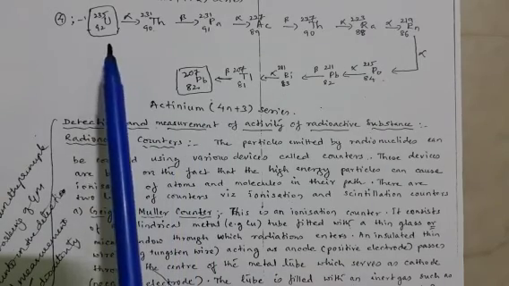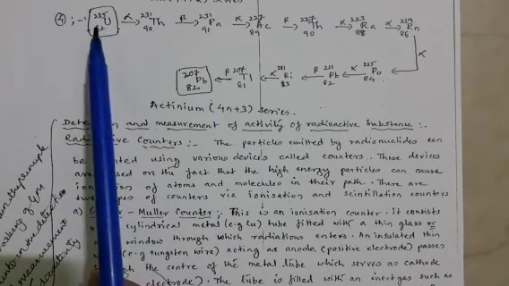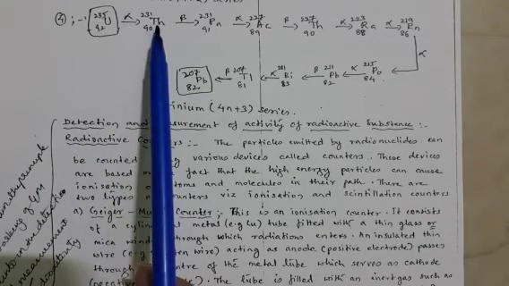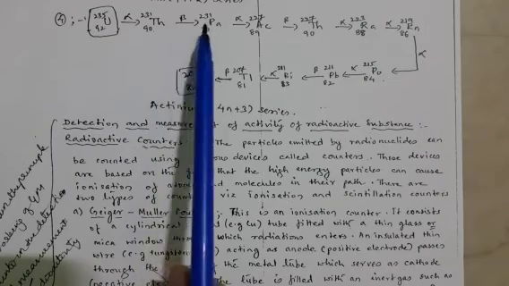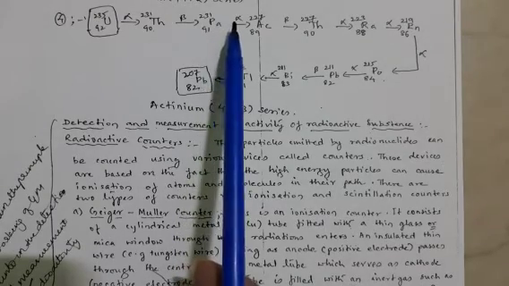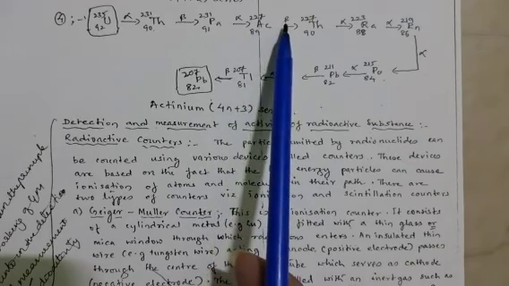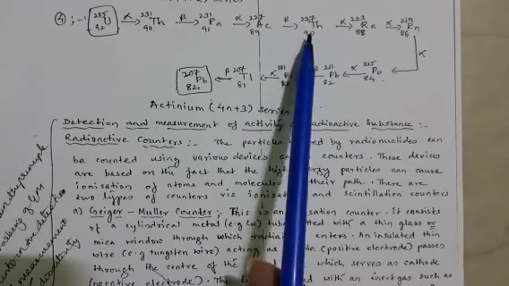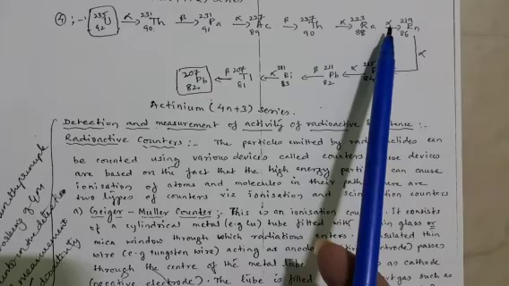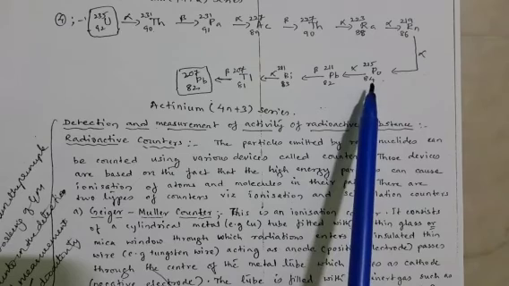So let us come to the last series, that is the actinium series, that is the 4n plus 3 series. In the actinium series, uranium 235 with atomic number 92 emits an alpha particle to form thorium. Thorium emits a beta particle to form protactinium. Protactinium emits an alpha particle, and it forms actinium. Actinium, when it emits a beta particle, forms thorium. Thorium, when it emits an alpha particle, forms radium. Radium, after emitting an alpha particle, forms radon. Radon emits an alpha particle to form polonium.